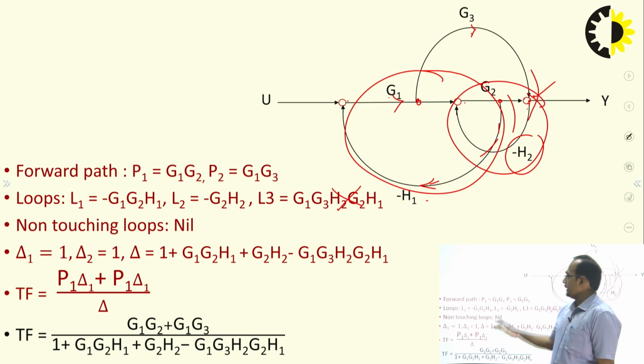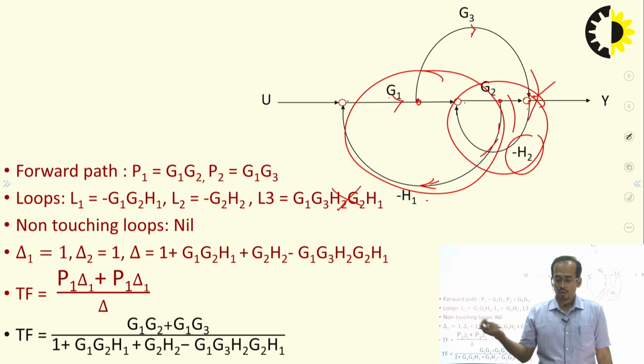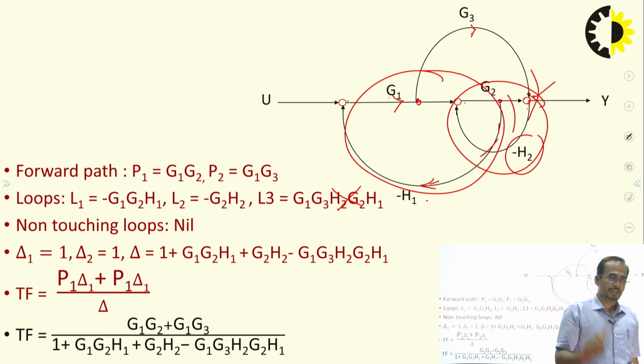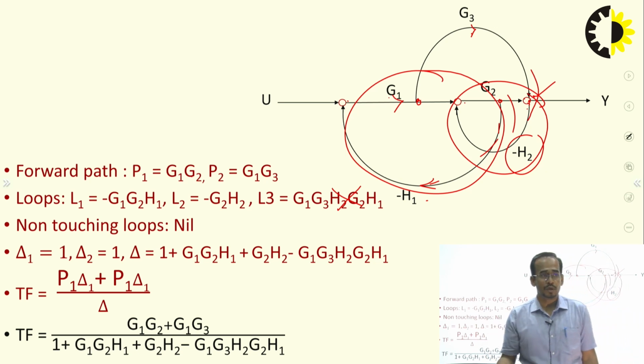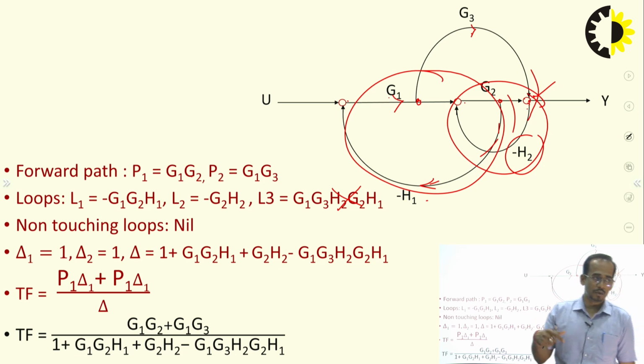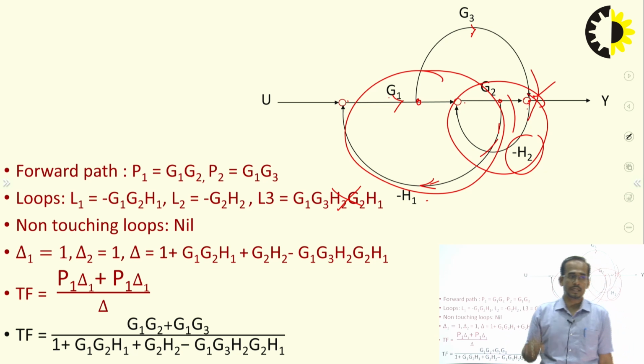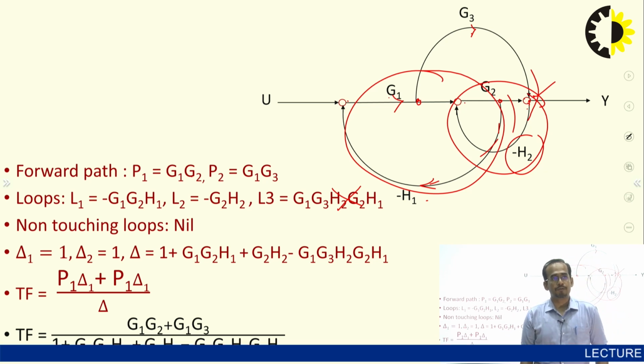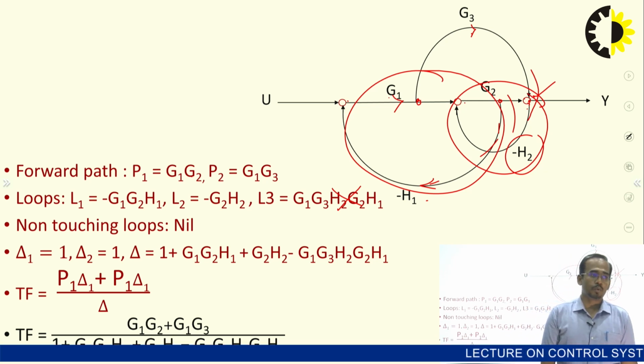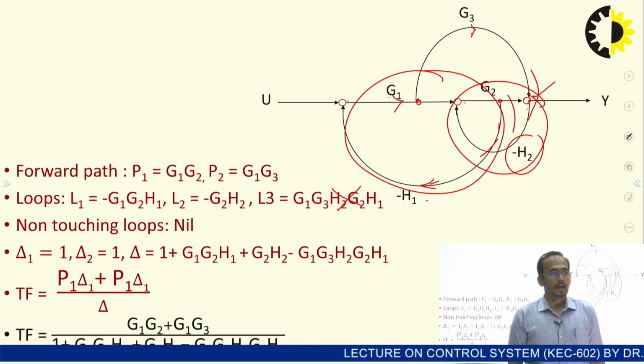Now you can find delta 1 and delta 2. You have to see how many loops are not touching the forward paths P1 and P2. You can find that no loops are available which are not touching the forward paths. So delta 1 will be equal to 1 and delta 2 will be equal to 1.